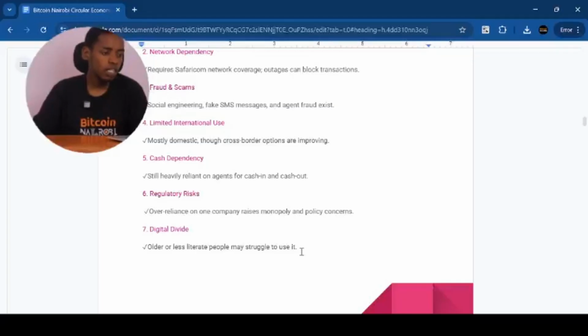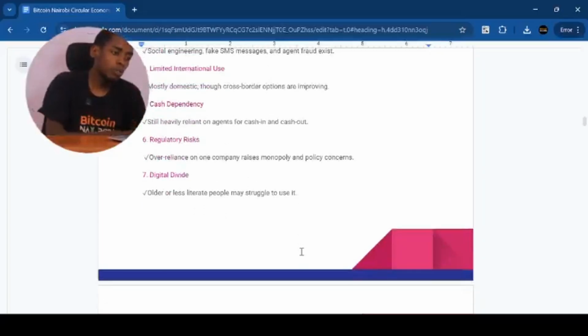Also, there's limited international use. M-PESA is a very nice model. We have seen it work for Kenyans, but it's mostly used domestically. Cross-border transactions are still not there for M-PESA. So we want money. Bitcoin is something that you can be able to use. It's actually an M-PESA that doesn't have a Safaricom. So this problem of international use, there's no such problem in Bitcoin.